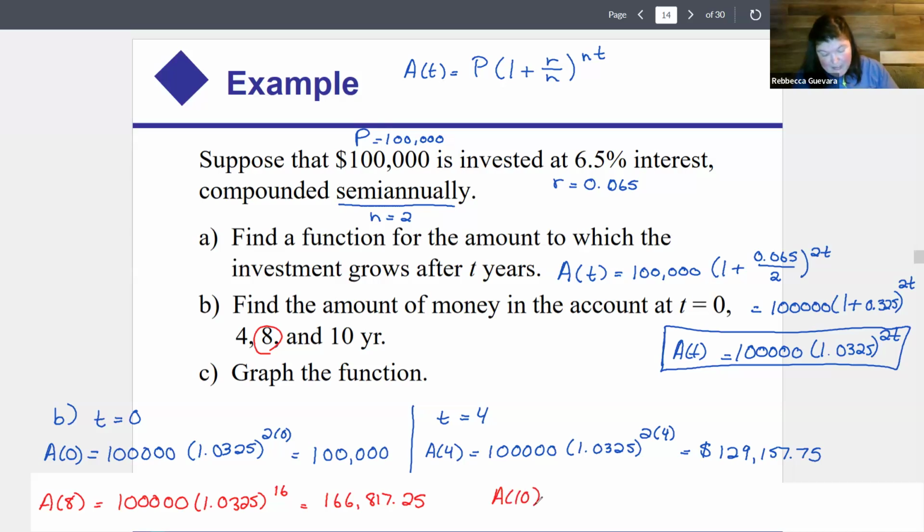And then after 10 years, you plug that back in again. 100,000, 1.0325. We're going to have 2 times 10, so it gets compounded. So we are adding that interest rate 20 times. We're going to get $198,583.79. So what we're seeing here is how much money we keep gaining in this account.